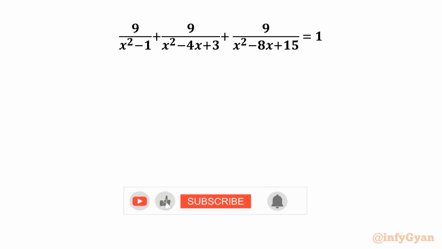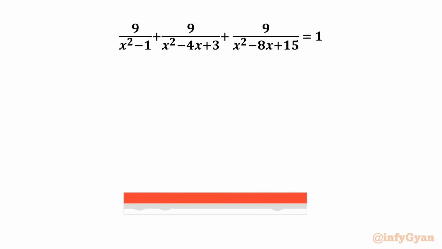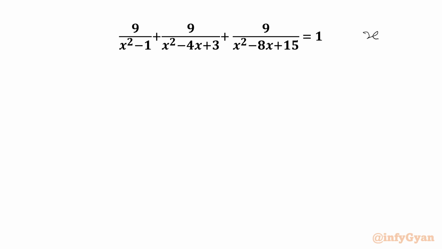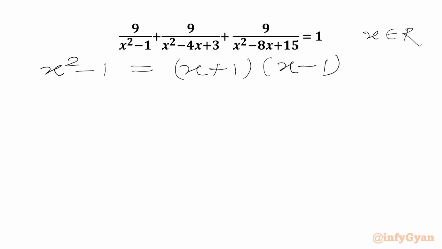Today in this video we have one very interesting rational equation problem which we have to solve for the real values of x. So let's get started. We will factorize our denominators first. So x square minus 1, using difference of two squares identity, we will write x plus 1 times x minus 1.